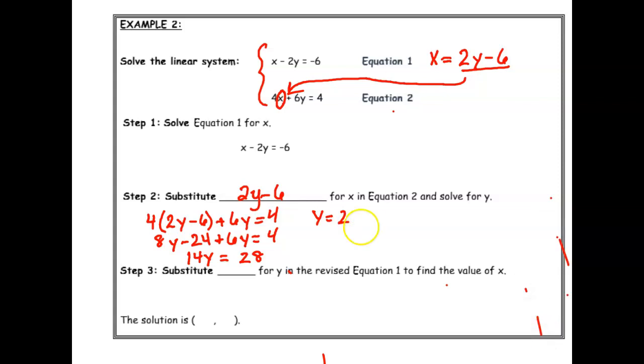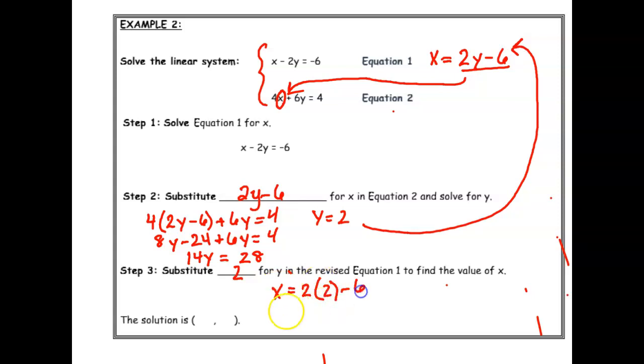All right, we now take that 2. Okay, we're going to substitute 2 now into the revised equation in number 1. So we're going back up here where it's revised. We're solving for x. So x now is going to be equal to 2, and we said our y is 2 minus 6. X is 4 minus 6, which is negative 2. So our x is negative 2, and our y is 2.